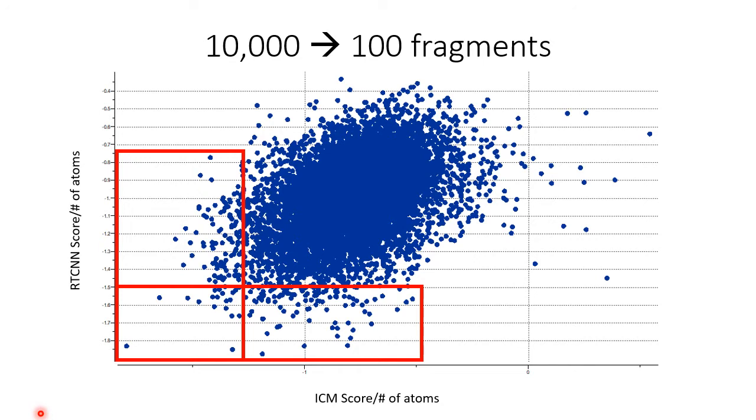To normalize these scores, they are each divided by the number of atoms to yield the ligand efficiency. The fragments are then plotted in terms of their ligand efficiencies for the two scores. So here, the ligand efficiency for the RTCNN score is on the y-axis, and the ligand efficiency for the ICM score is on the x-axis. And the 100 fragments with the lowest ligand efficiencies for either both scores or just one of them are selected for the second round of filtering.